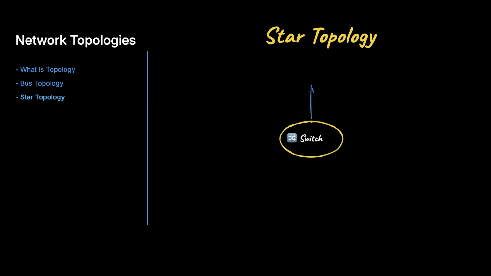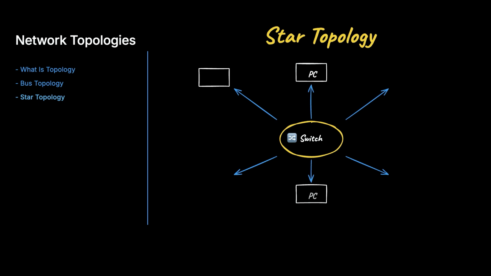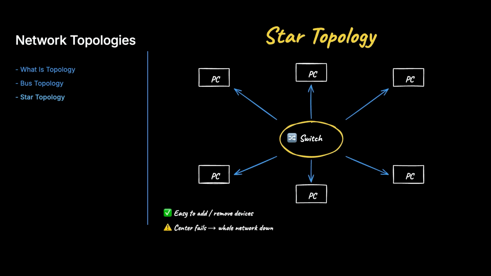Second is the star topology, the most common layout today. Every device connects to one central device, usually a switch or a hub. This makes it wonderfully easy to manage and to add or remove machines. The downside is that everything depends on that central device. If the hub at the center fails, the entire network goes down.